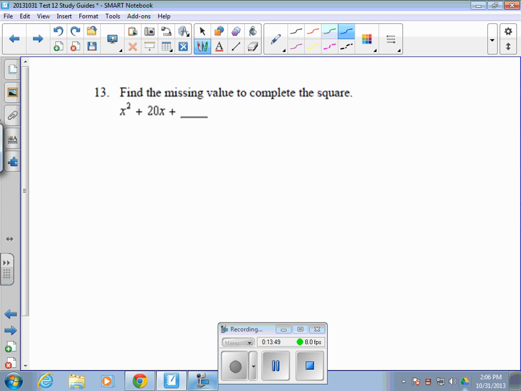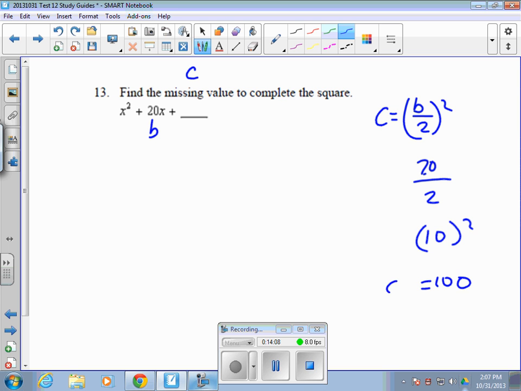Find a missing value to complete the square. So don't confuse this one with the other one where x was equal to negative b over 2a. This one we're trying to find c. C is equal to b over 2 squared. Well, we know b's value is 20. So 20 over 2 is 10, and 10 squared is 100. So c's value is 100.